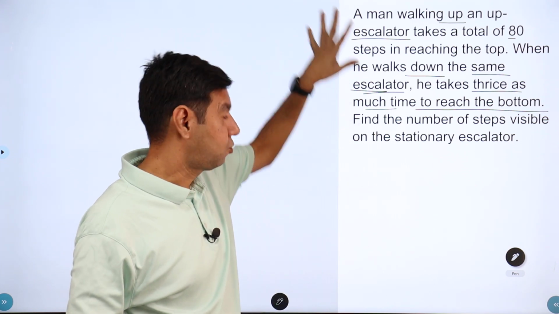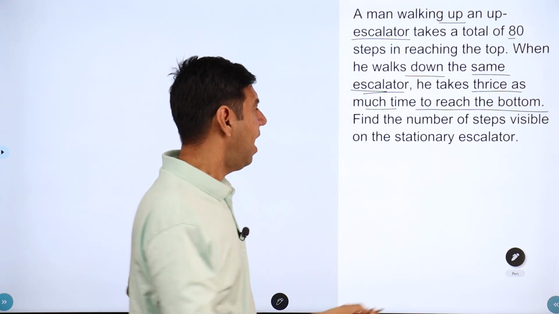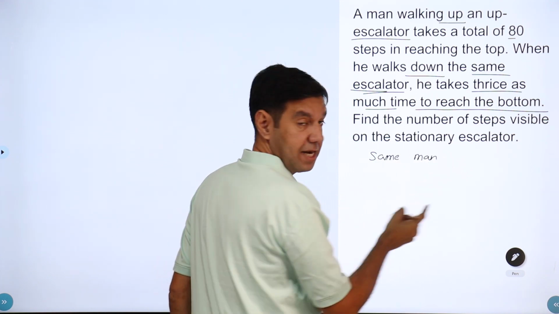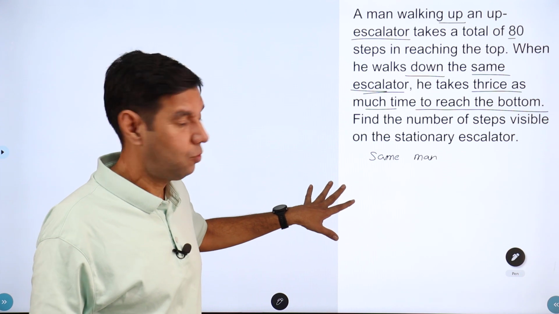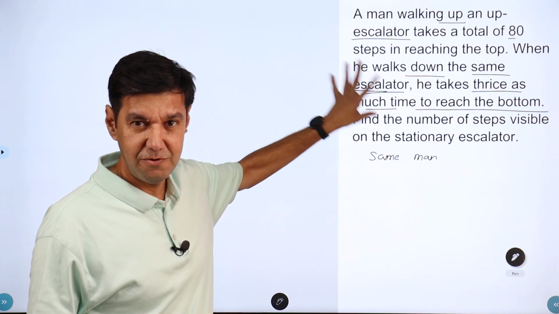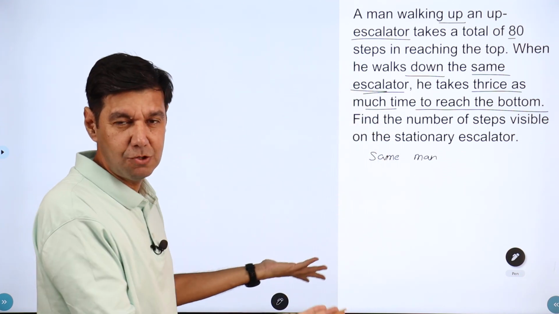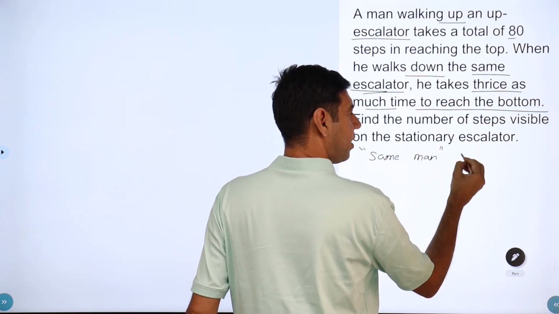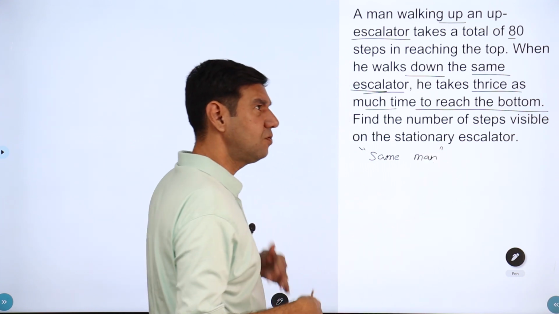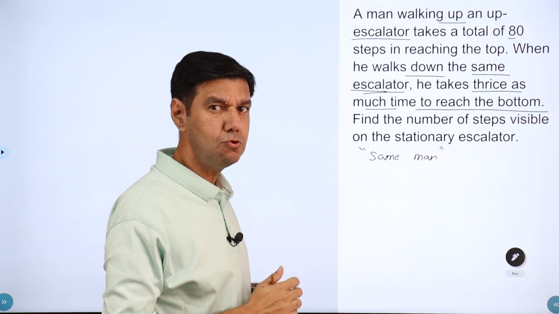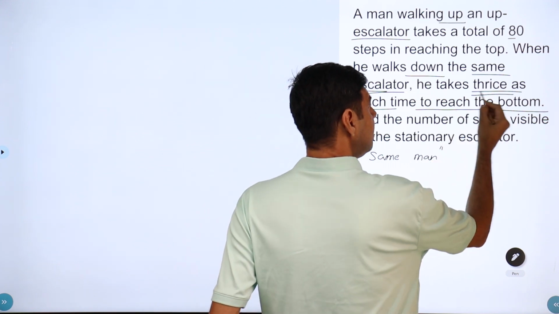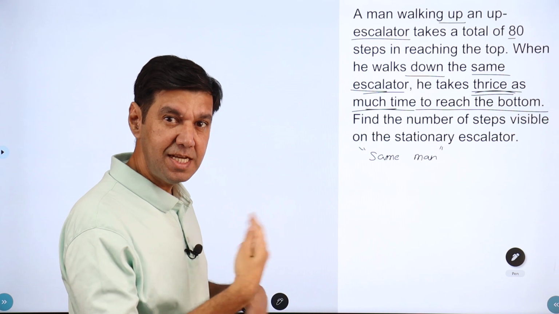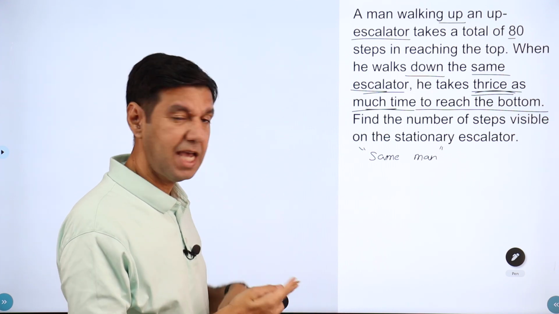If I want to do it super fast, I'm going to say it's the same man walking. Try it, pause it, try it, and don't start watching the solution until you give it a complete try, or else the whole fun goes away. The same man is walking, so the speed is going to be the same. There's no Sonu and Monu. And the time taken is thrice. If the time taken is thrice, then the distance will also be 3 times because it's the same man.